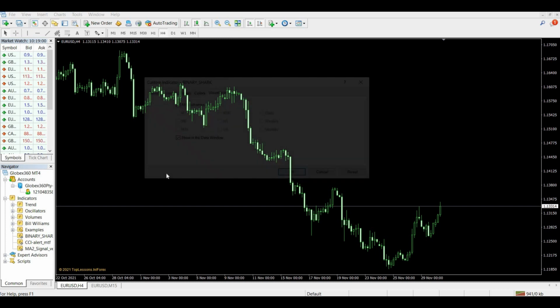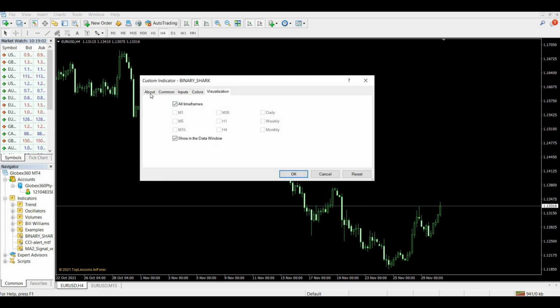So the first thing is, let's drag this over, and we don't want to look at the visualization. We want to start where the About page is, and the About page just tells us basically where the system came from. So we can see that this is binary_shark, and the copyright is 2021. Now, what I like about the system is that it is an updated system. So that's the first part that I like about the system. It's an updated system, and we can see that the copyright is 2021.